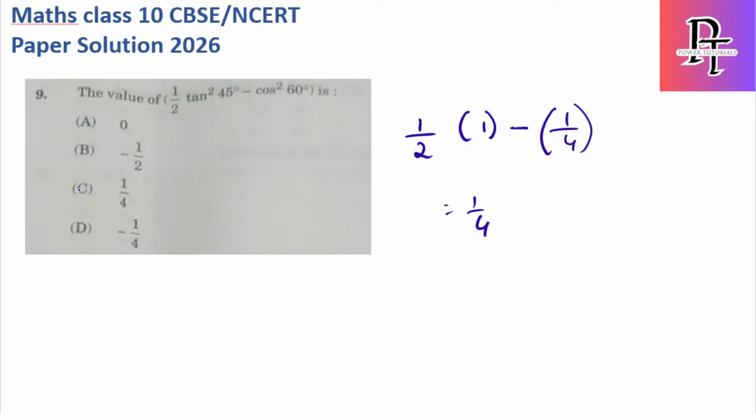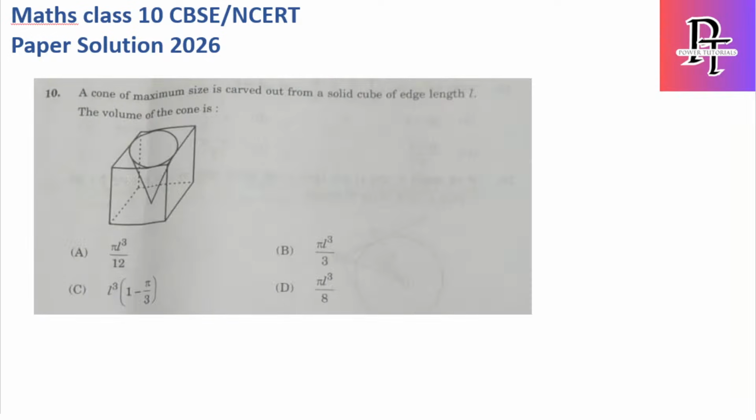So few questions are direct, within 10 seconds you can answer it. Whereas for few questions it took around 1 to 2 minutes. So this way, don't feel that this question is taking much time, because definitely the other questions will take very less time when compared to this question. Okay, let's see this one. The cone of maximum size is carved out from a solid cube of edge length L.